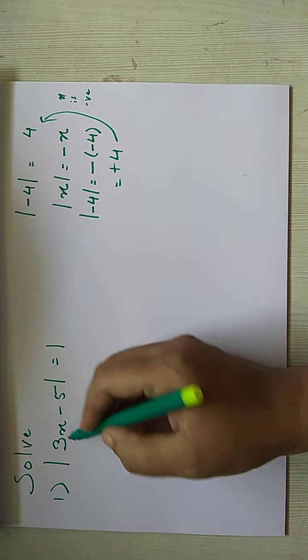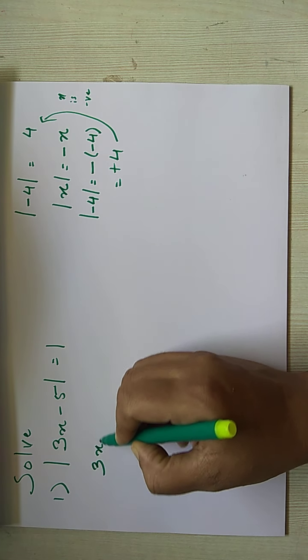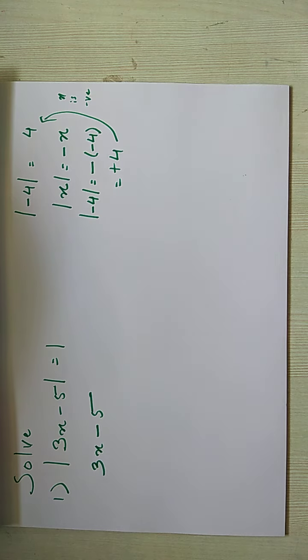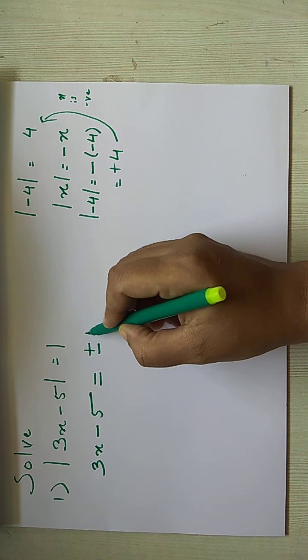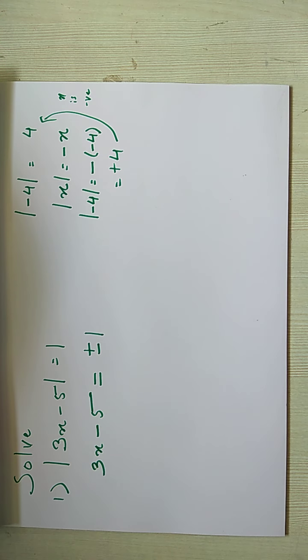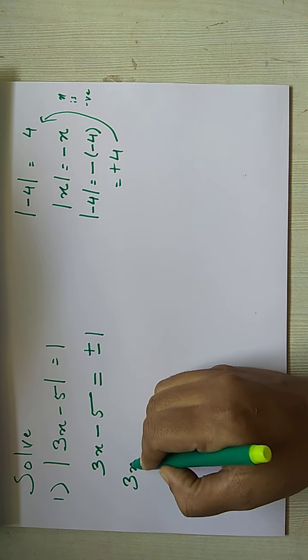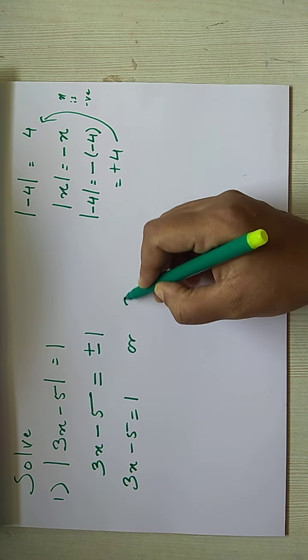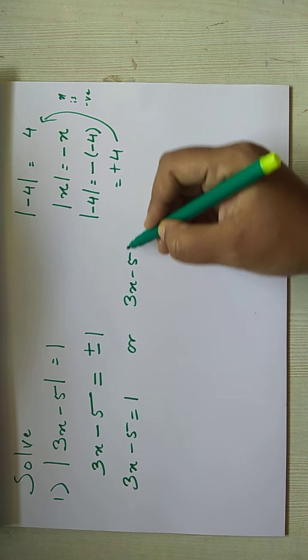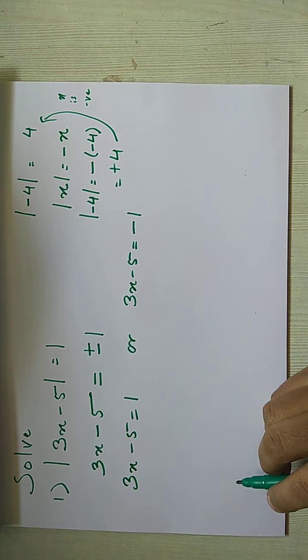So what we are going to do is remove the modulus from here. I am removing the modulus, and the value can be plus or minus 1. We will have two cases, when it is positive 1 and when it is negative 1. Okay, so now 3x minus 5 will be either positive 1 or 3x minus 5 will be negative 1.